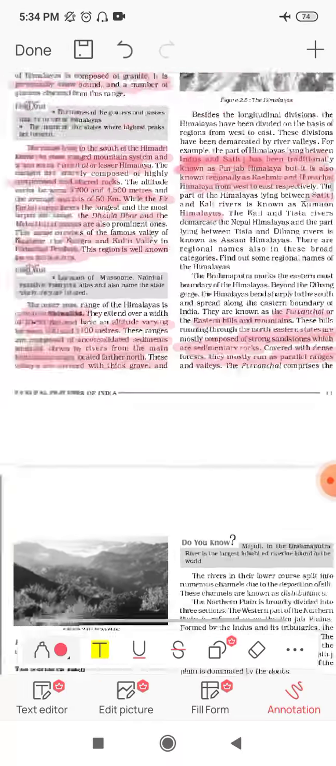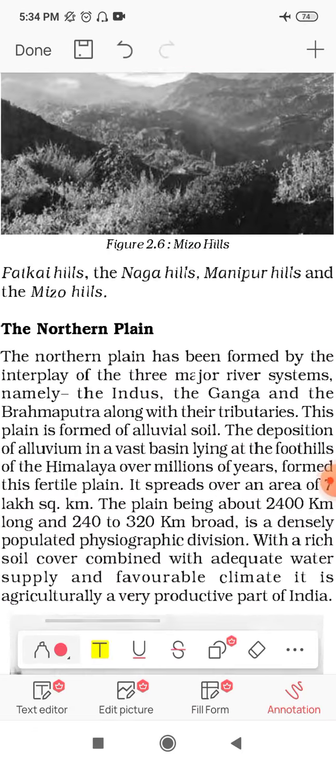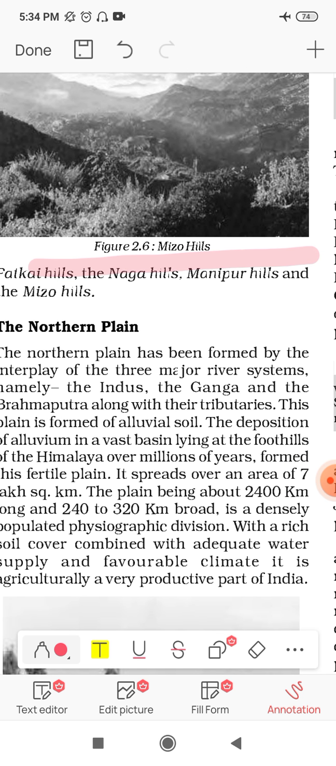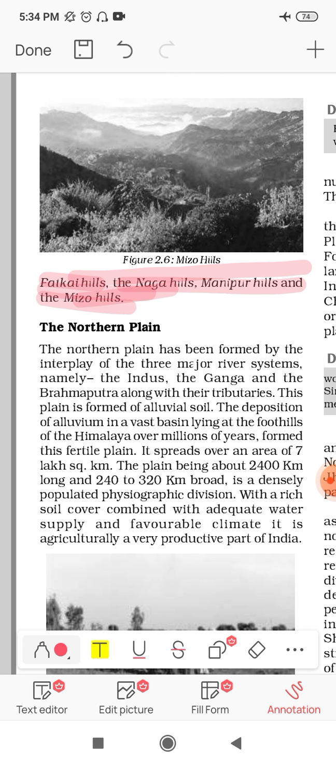The Purvanchal comprises some hills known as Patkai Hills, Naga Hills, Manipur Hills and Mizo Hills. So these are some hills of Purvanchal: Patkai Hills, Naga Hills, Manipur Hills and Mizo Hills.